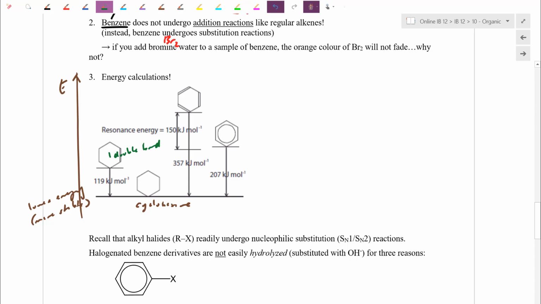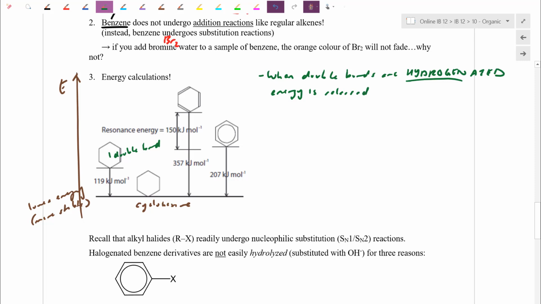So what's going to happen here is, when double bonds are hydrogenated, we saw that term before. It's not just a hydration, it's not just a reaction with water, it's adding a hydrogen across the double bond. Energy is released.